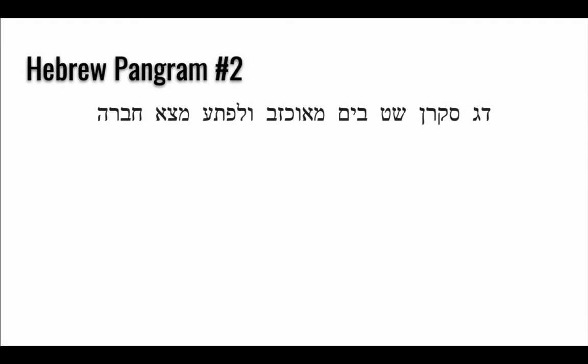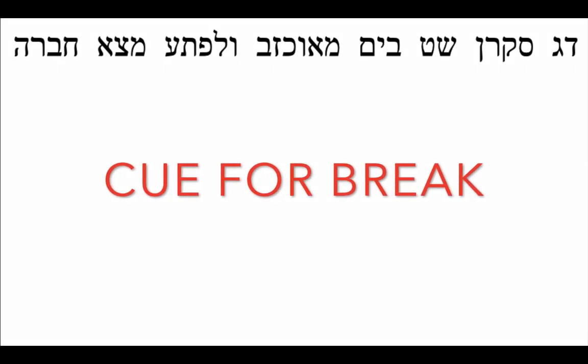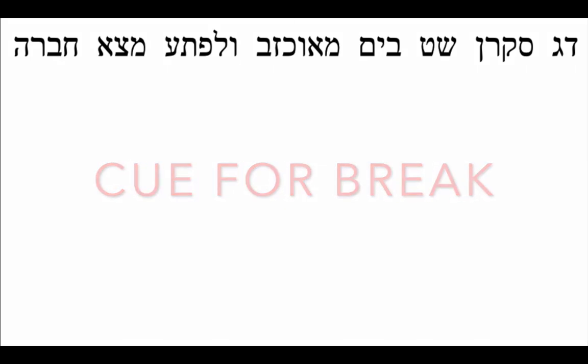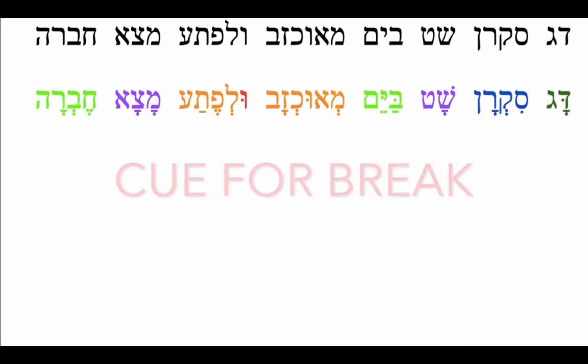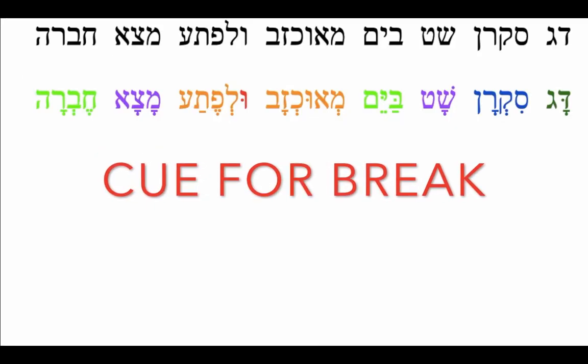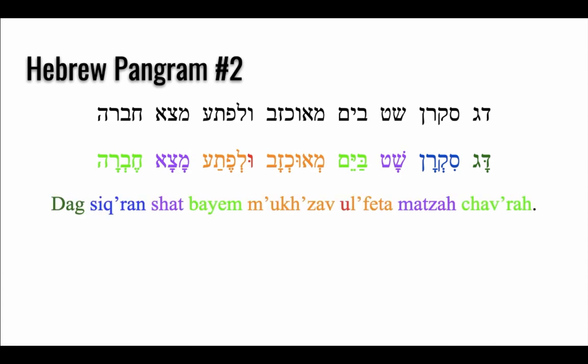So now we have pangram number 2, and here's the sentence without Nikkud. Pause to practice, and then unpause to practice with the Nikkud. Now that you've unpaused, let's try with the Nikkud. So pause to practice, and then unpause to see how you did. Now that you've unpaused, here's what it sounds like. Dag, sikran, shat, bayam, me'ukzav, ulfeta, matza, chavra.